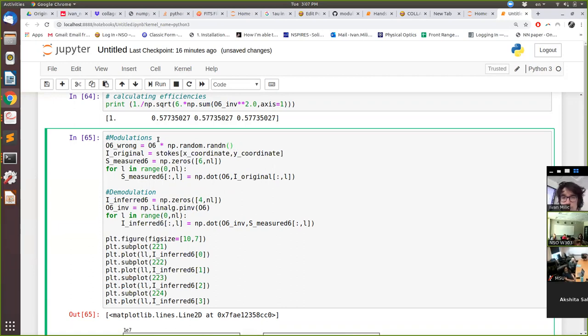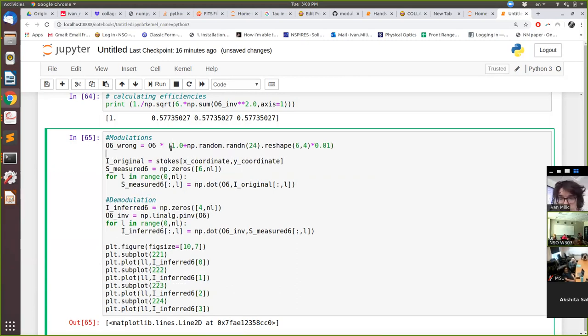Zero, so it's going to generate a random number. I know, but I want one for each element. Then let's generate 24 random numbers and reshape them as 4 by 6, and then scale that by 1%. This is a very small perturbation, and of course, since I'm multiplying, I need to add 1 in front. So now let's print both of these matrices. First, I'm going to print O6.